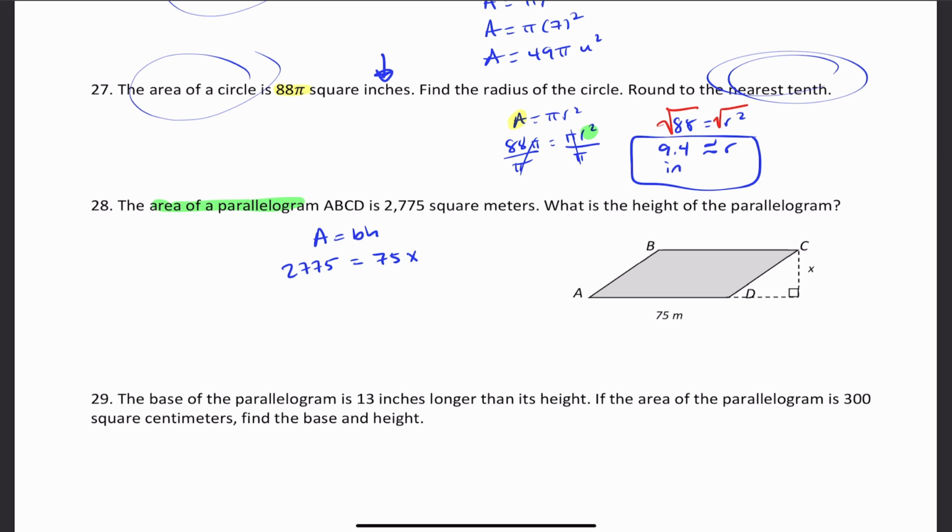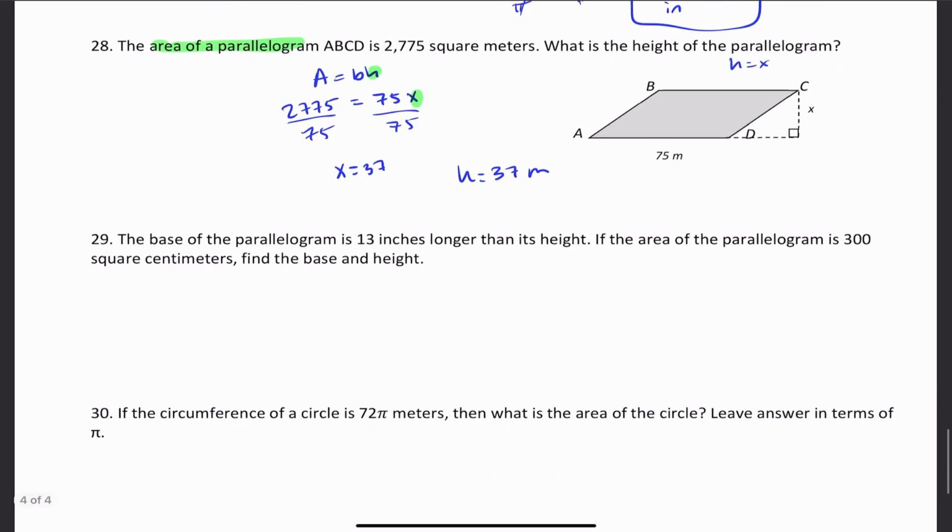So in order for me to figure out the height, so let the height be x, so essentially this is what I'm trying to figure out. I need to divide both sides by 75, all right? So I'm going to use my calculator. 2,775 divided by 75, you get 37. So x is 37, or the height is 37 what? Meters.